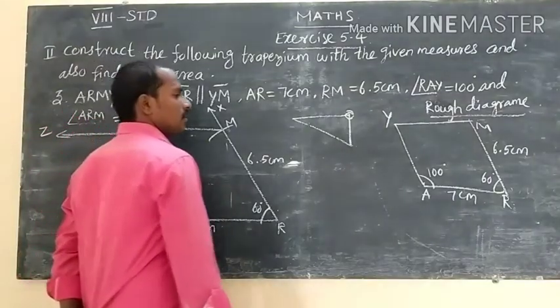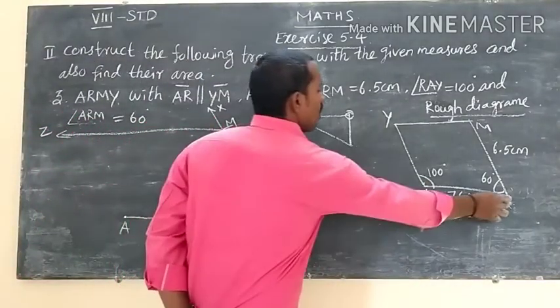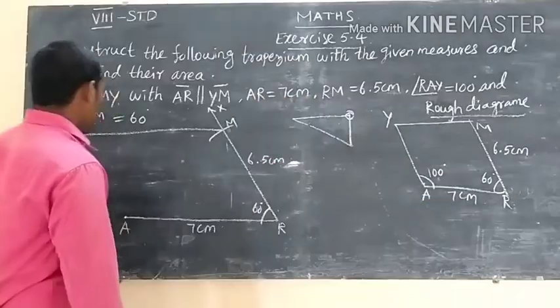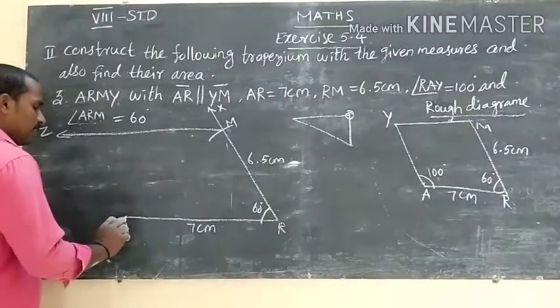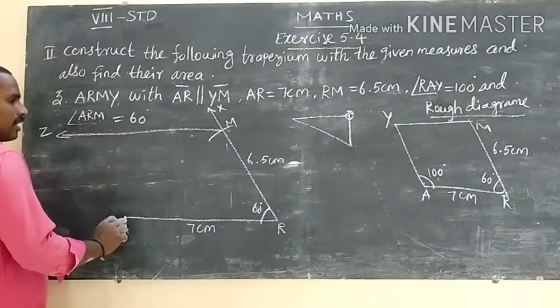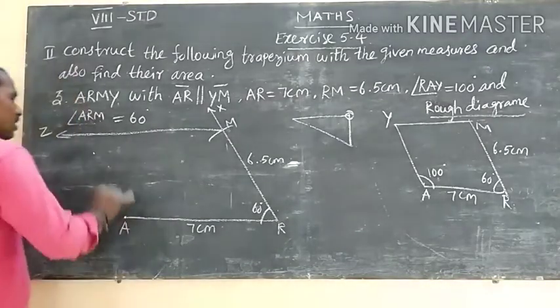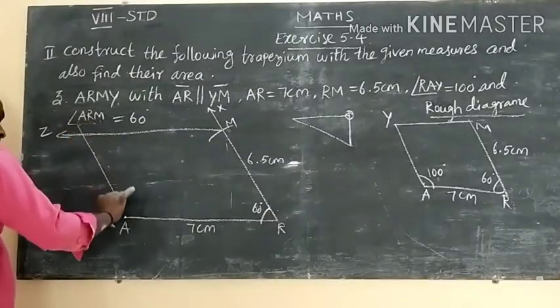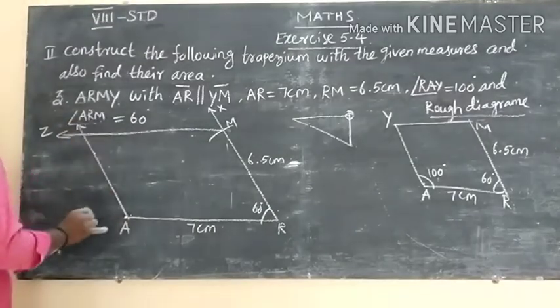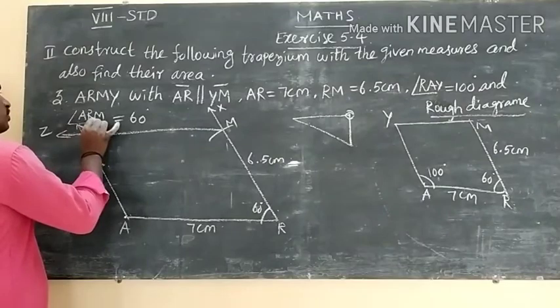Then consider the angle RAY, which is 100 degree. Use your protractor with the center as A. Make a measure of 100 degree. There. Then construct a ray. Here, consider this as Y.